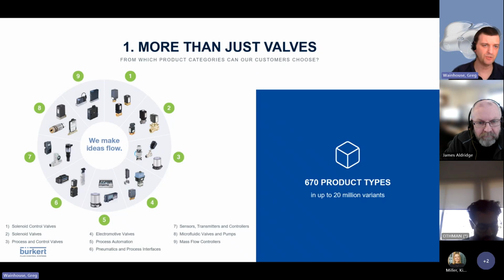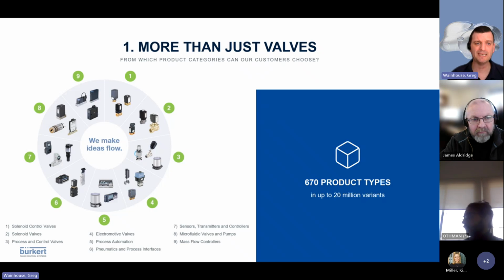We have pressure sensors, temperature sensors as well, and level sensors in our portfolio. And then number 8, we have our microfluidic range. So this is where we have microfluidics down to like 0.1 of a millimeter in diameter orifice size. So very, very tiny orifices for things like analysis of blood hematology, for example, DNA analysis.